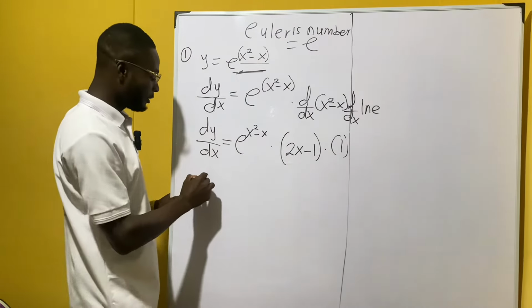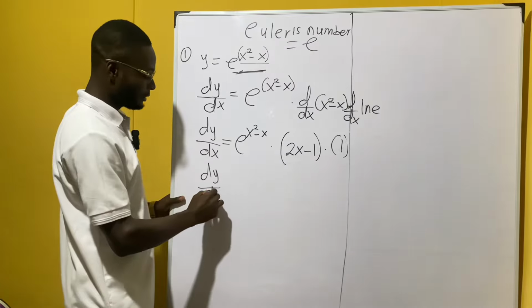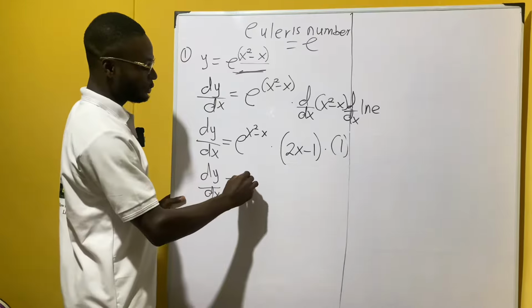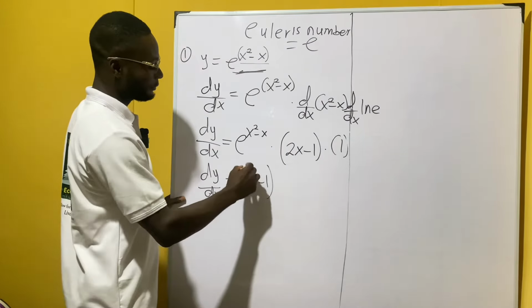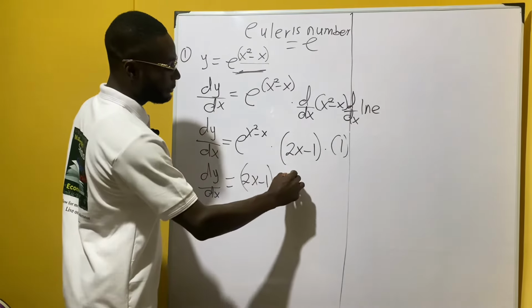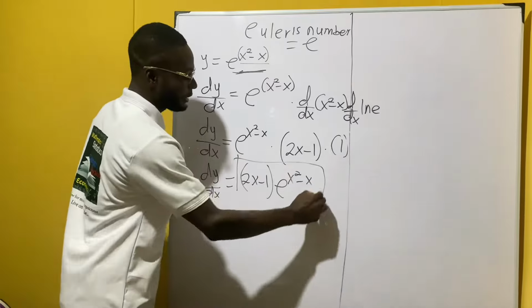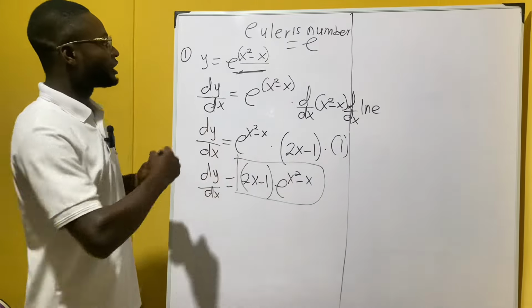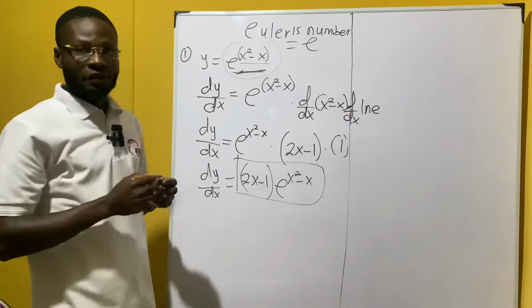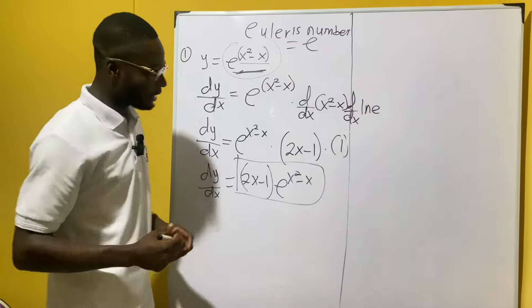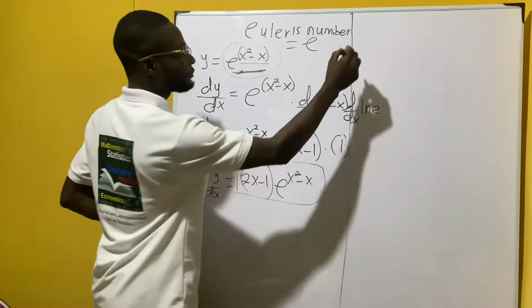So we have dy dx equals 2x minus 1, then e power x squared minus x. So this becomes the differential of this particular function. Now let's try another example and see.